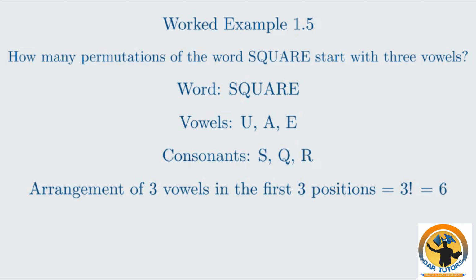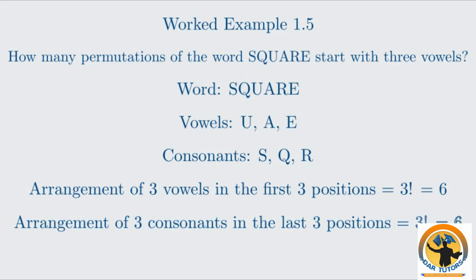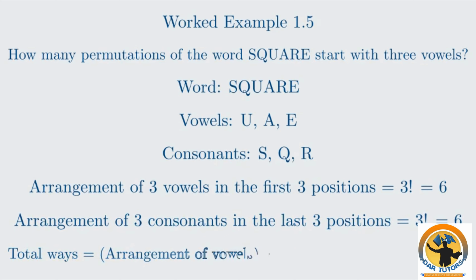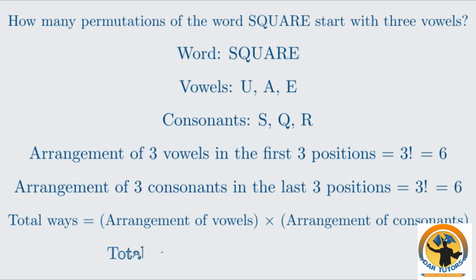The remaining 3 letters are the consonants S, Q, R. These must be arranged in the last 3 positions. The number of ways to arrange the 3 consonants is also 3 factorial, which is 6. Using the product principle, we multiply the number of ways for each part. 3 factorial times 3 factorial, which is 6 times 6, giving us 36. There are 36 such permutations.